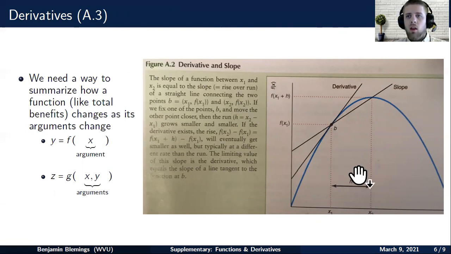Basically, derivatives are building on our concept of slope. While slope is defined between 2 points, a derivative is just the slope at only 1 point. Derivatives summarize how a function changes as its arguments change. Two examples would be y as a function of x, or z as a function of x and y, where the variables inside the function are its arguments. This is from the Perloff textbook that you have, in figure A2, and I'm going to start to describe this figure with these slides.